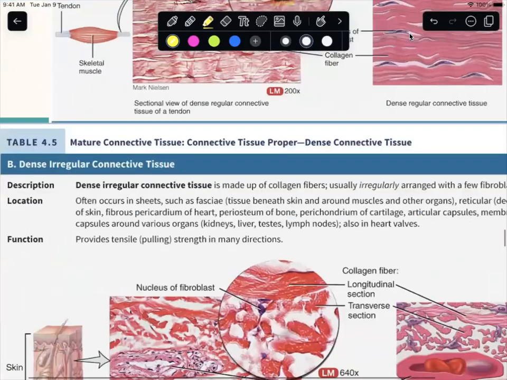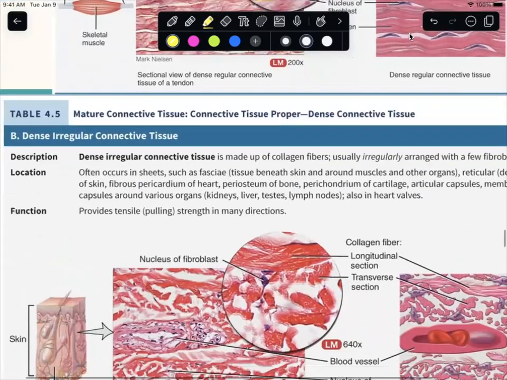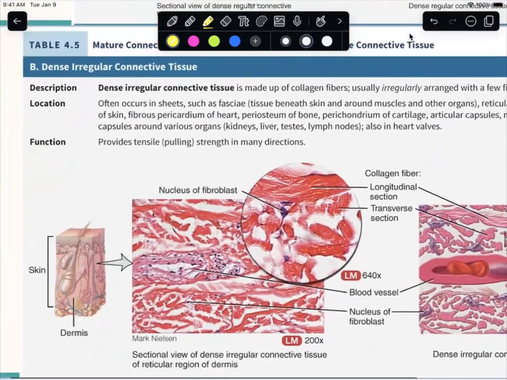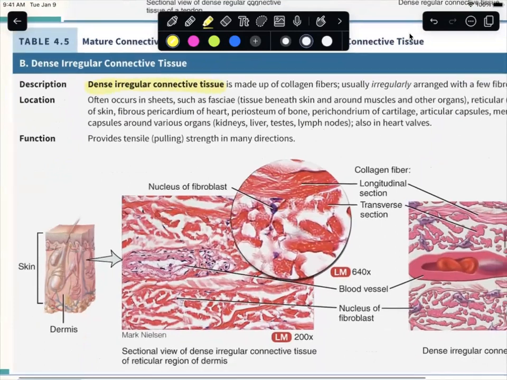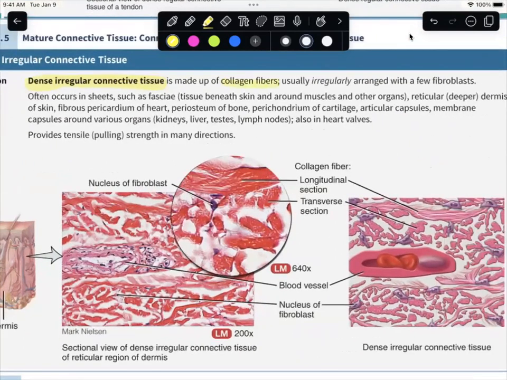Okay, we said dense regular had fibers in nice, neat rows. Well, here is dense irregular. Again, there's lots and lots of collagen fibers, but here's the thing. These collagen fibers are going multiple different directions. They're not in those nice, neat rows. They are irregularly arranged. So they're kind of all over the place.